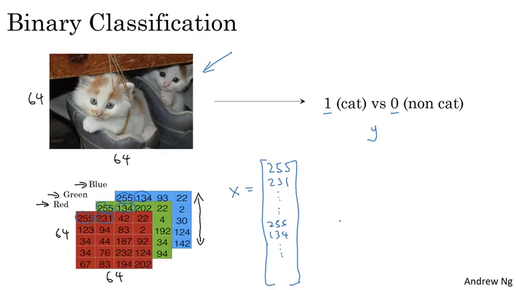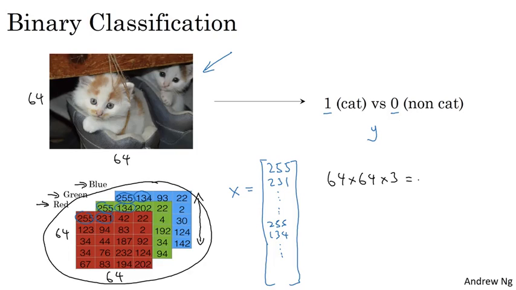So if this image is a 64 by 64 image, the total dimension of this vector X will be 64 by 64 by 3, because that's the total numbers we have in all of these matrices, which in this case turns out to be 12288. That's what you get if you multiply out those numbers. And so we're going to use nx equals 12288 to represent the dimension of the input features X. And sometimes for brevity, I might also just use lowercase n to represent the dimension of this input feature vector.